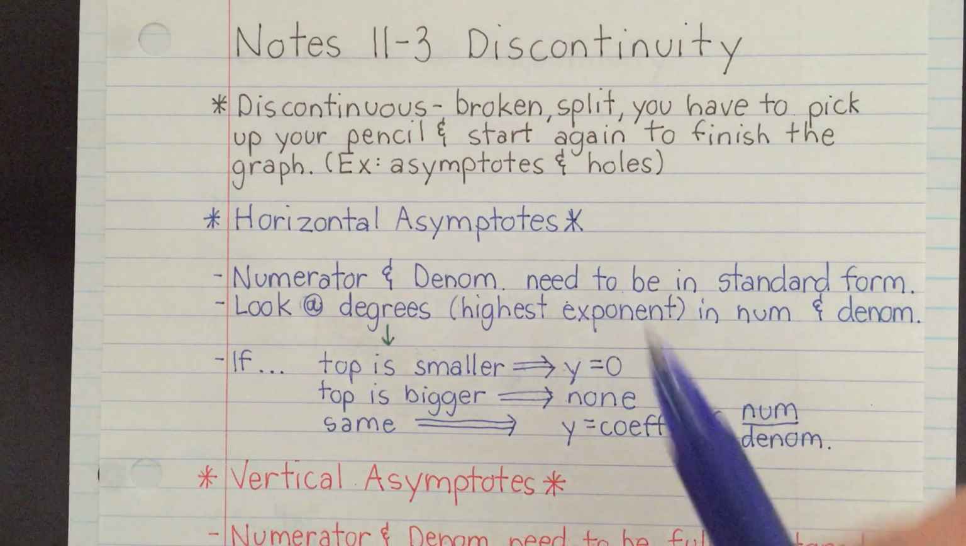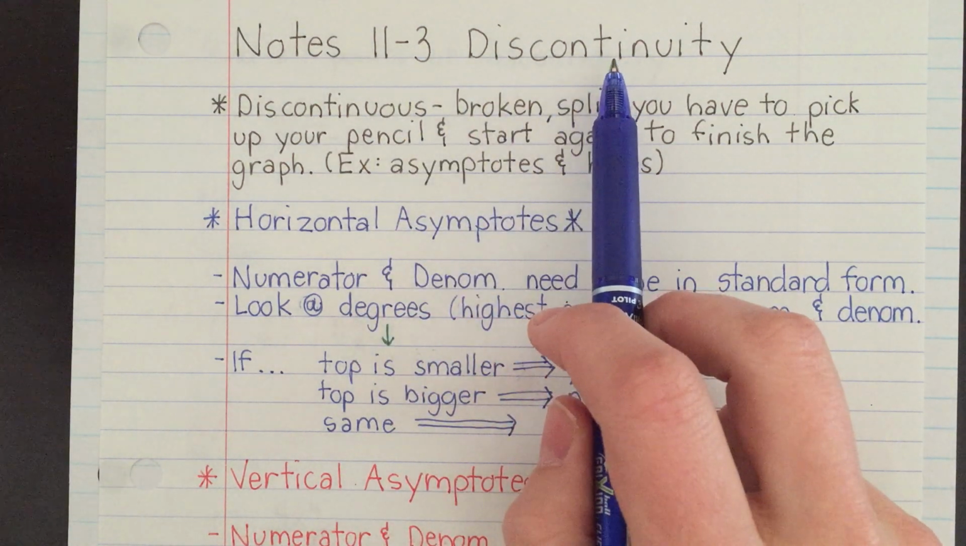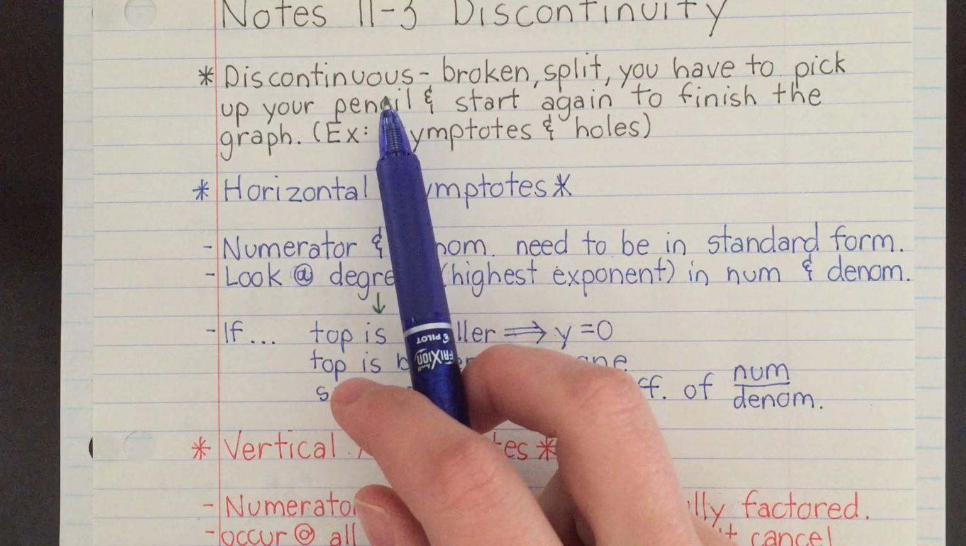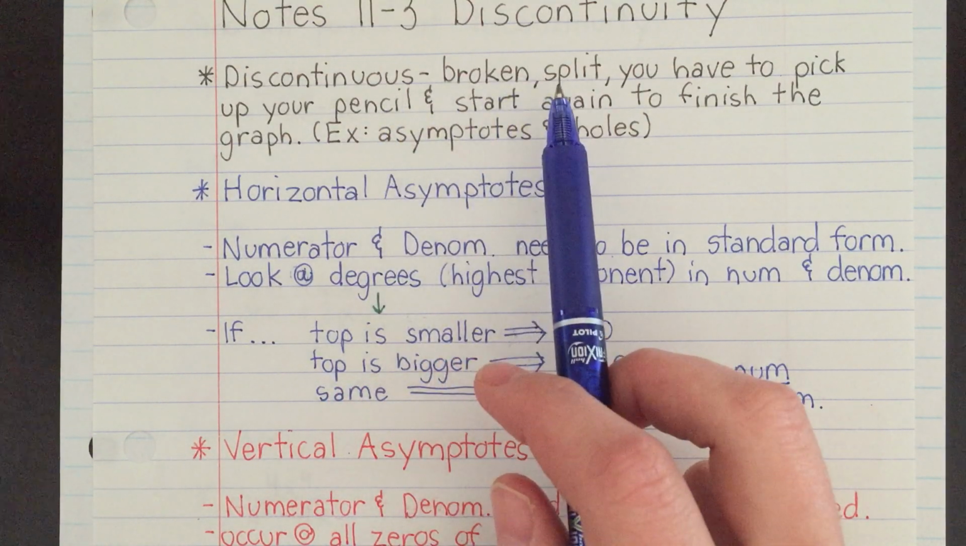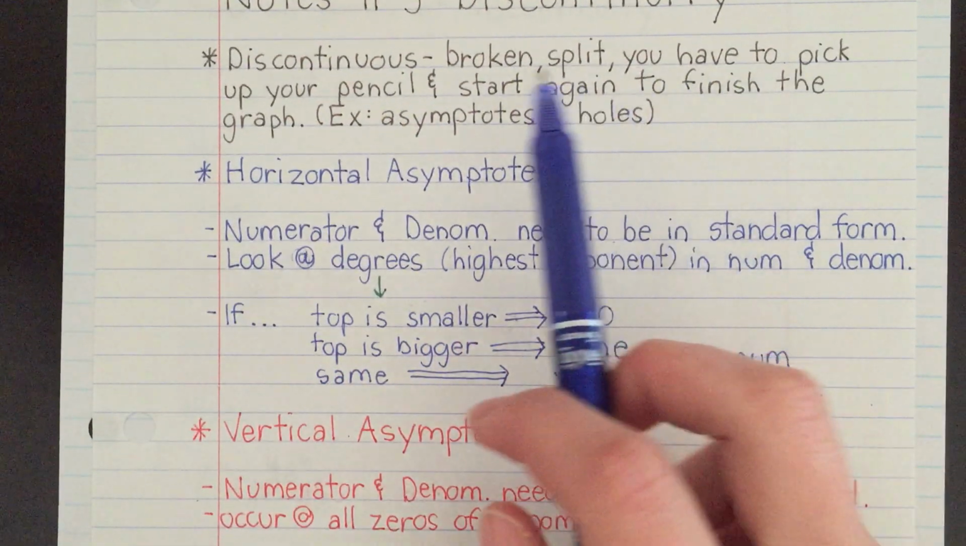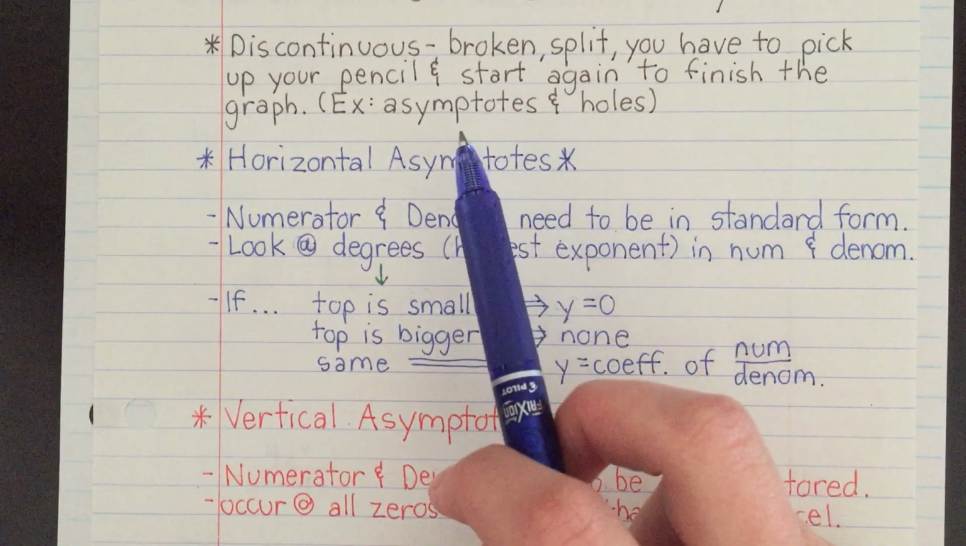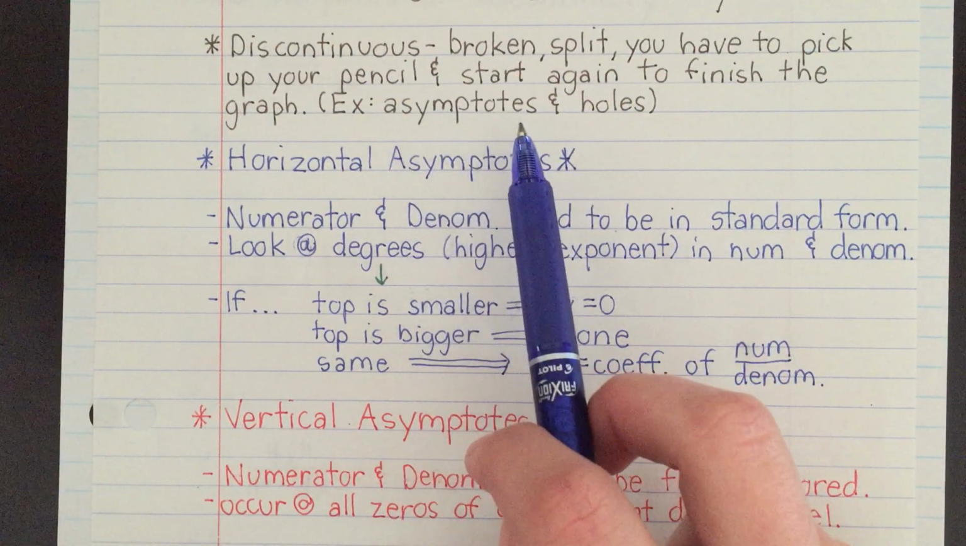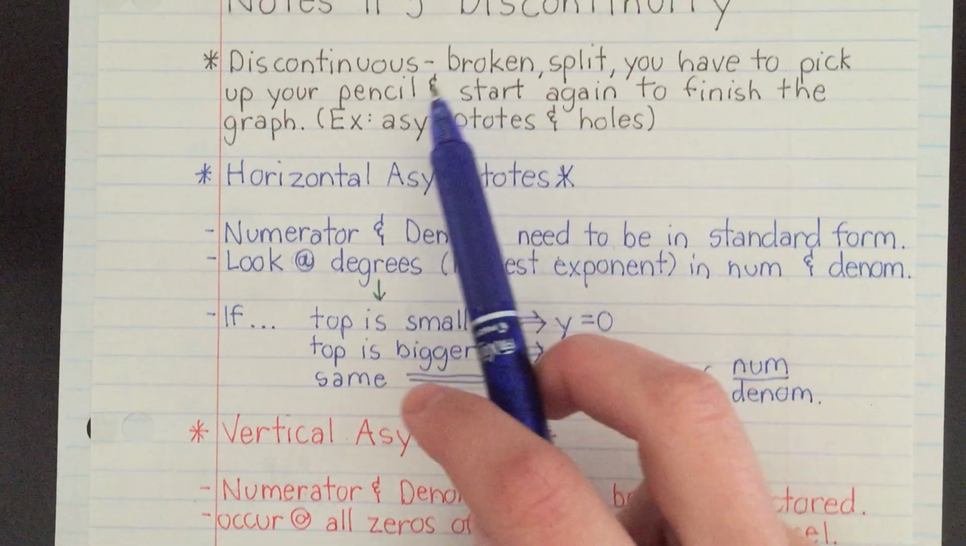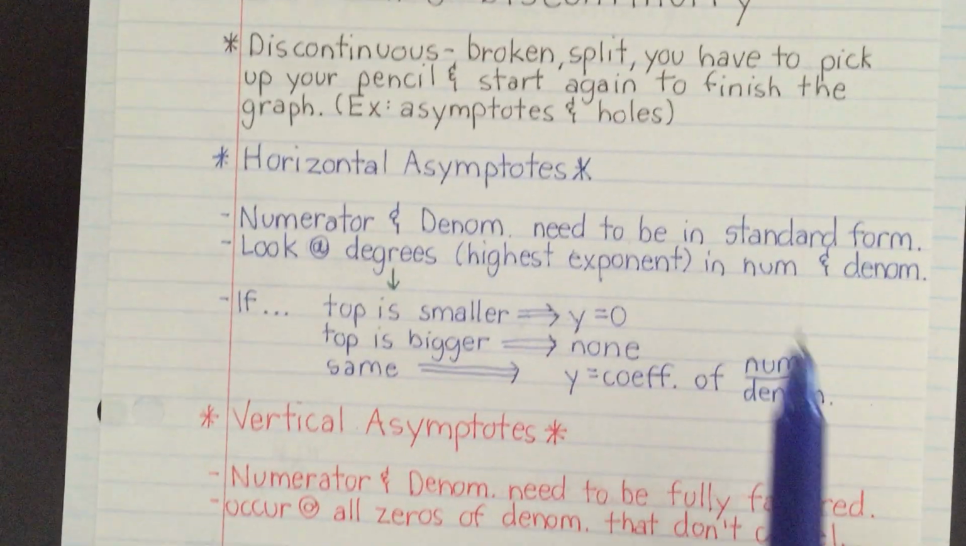Today we're looking at notes 11.3, discontinuity. When you have a discontinuous graph, it's broken, split, or you have to pick up your pencil and start again to finish the graph. For example, asymptotes and holes create a discontinuous graph.